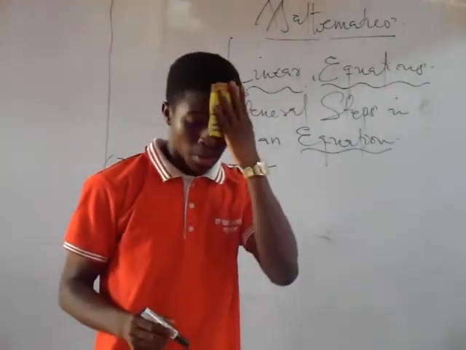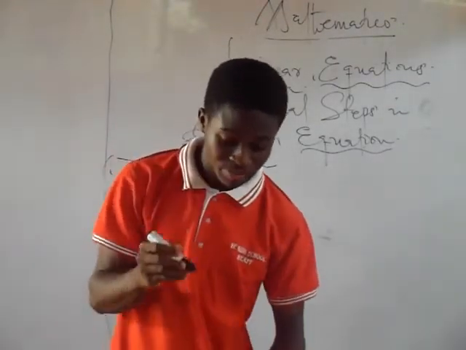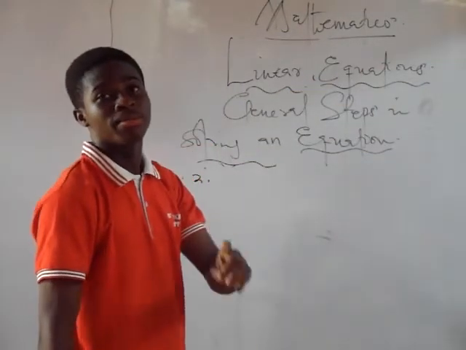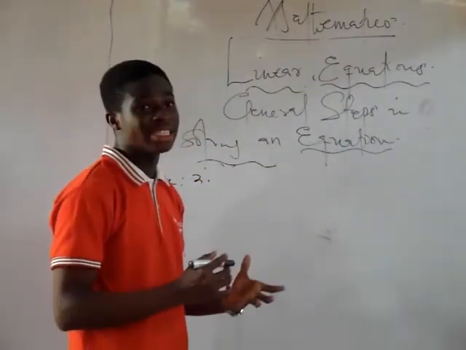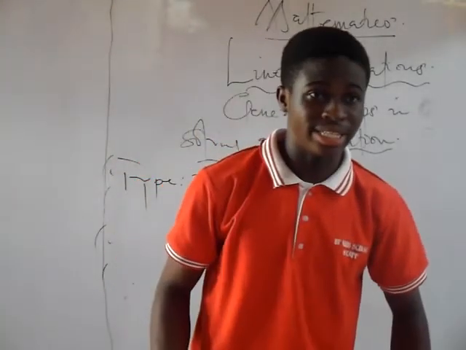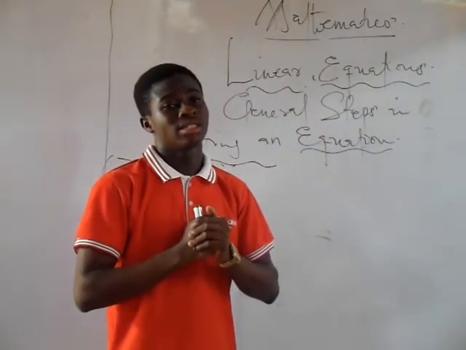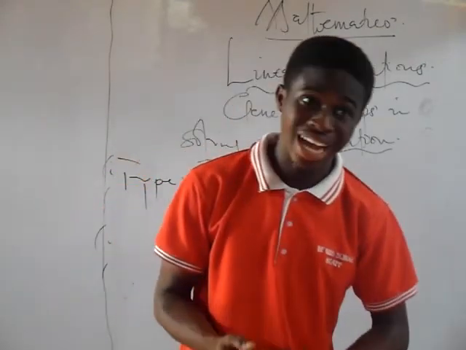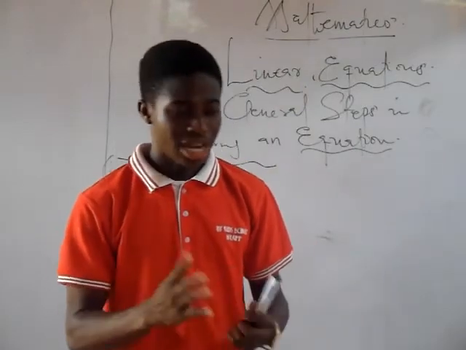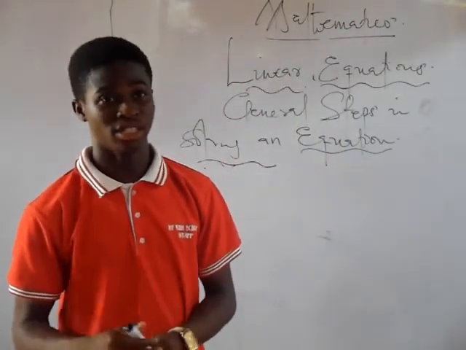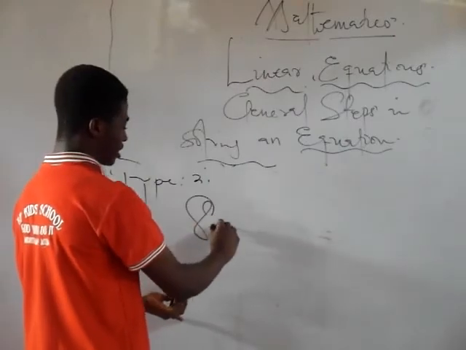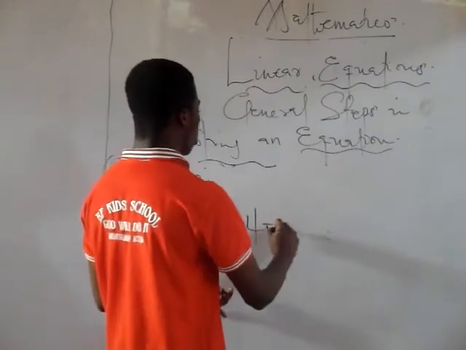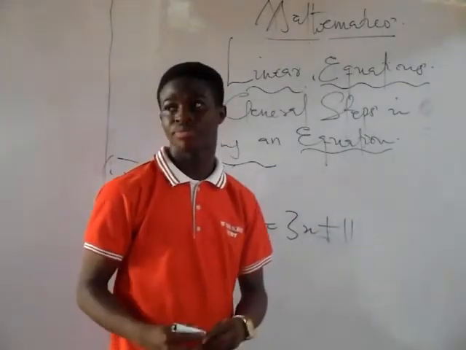With type 2, for you to solve a question under type 2 for linear equations, bear in mind, because it has 2 variables in it, group each of them at a particular side and group the constant numbers at the other side. Let's take this question and see how we can solve it. 8x minus 4 equals 3x plus 11.